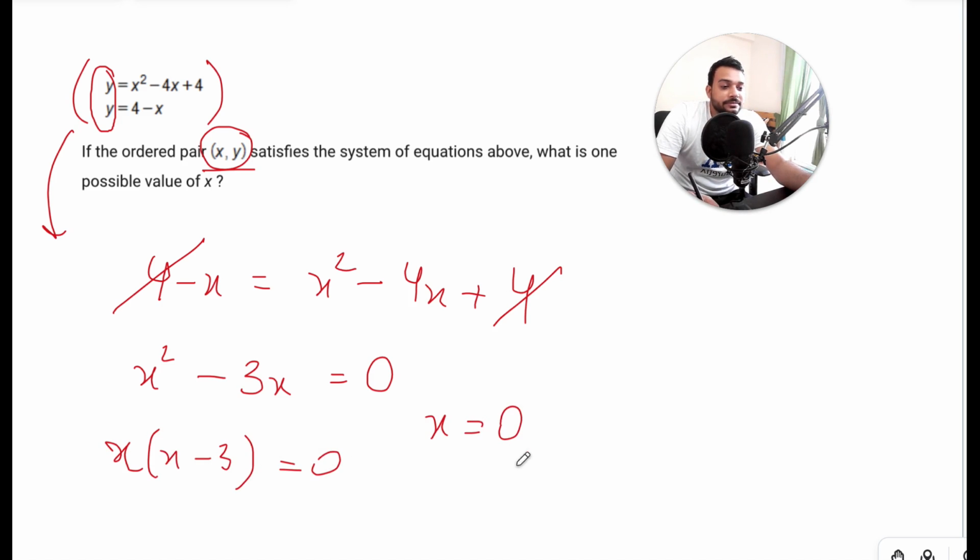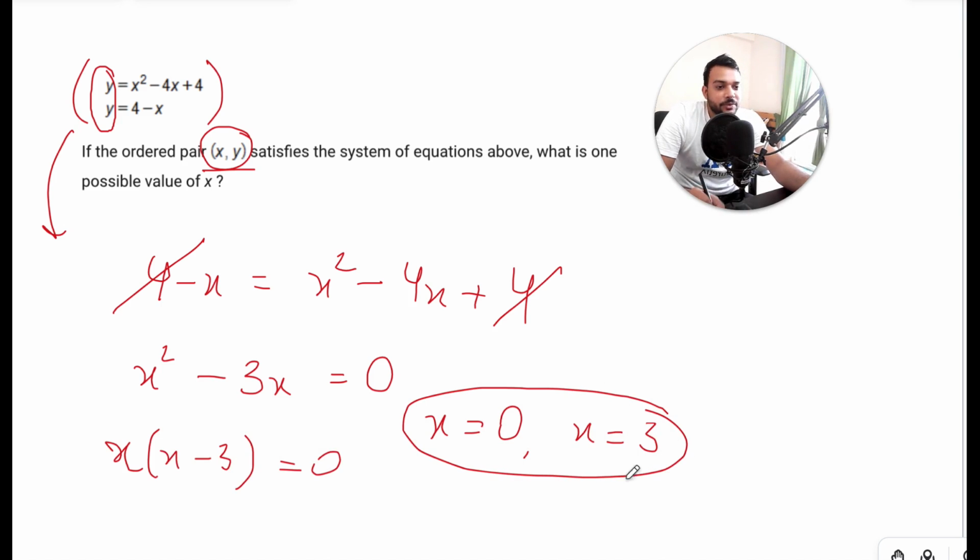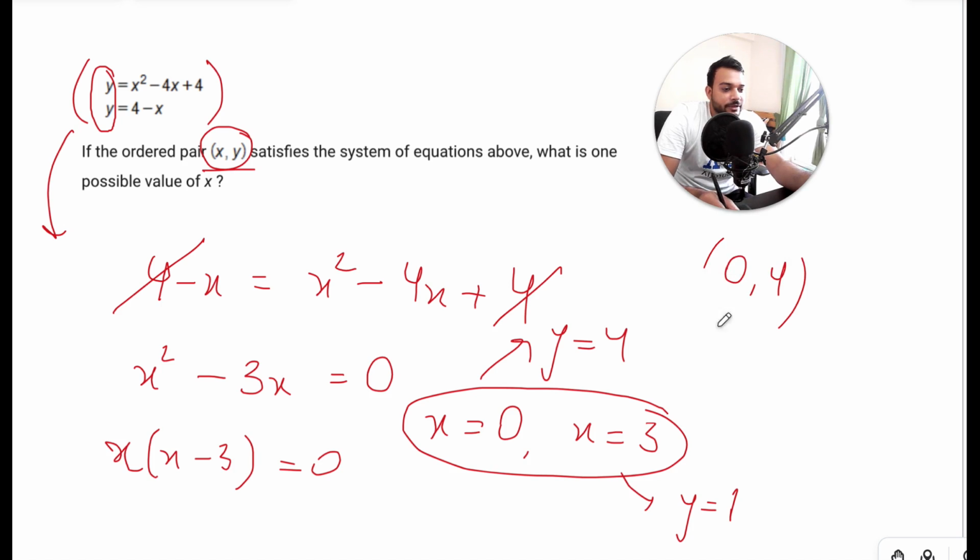x is equal to 0 and x is equal to 3. There are 2 solutions of this, 0 and 3. Corresponding to both, what is the y? y for x is equal to 0 is 4. y for x is equal to 3 is 1. So (0, 4) is one ordered pair, (3, 1) is another ordered pair. Okay, so this is the possible value of x. There would be 2 answers to this, 0 and 3. Both are correct. Let's go ahead.